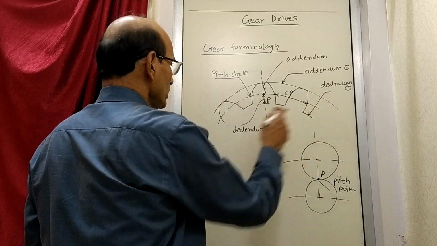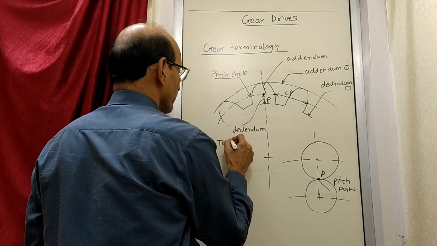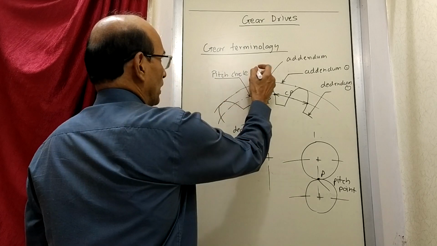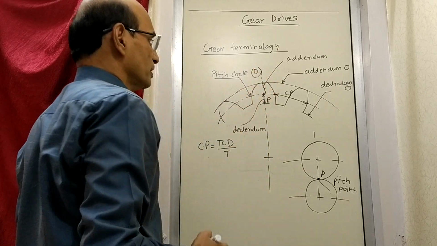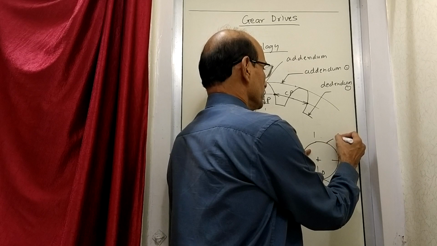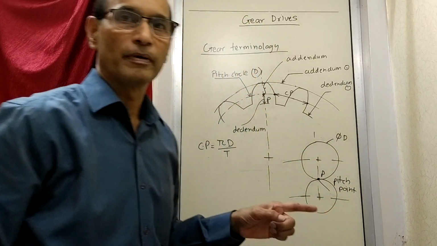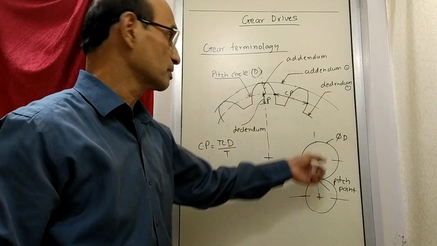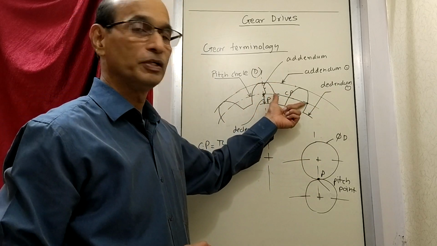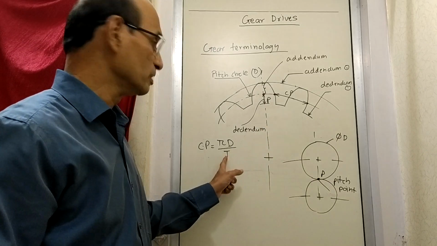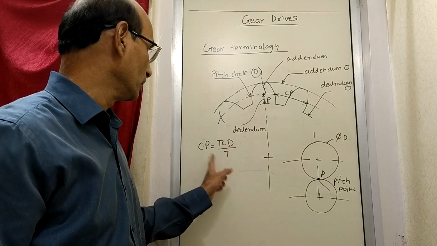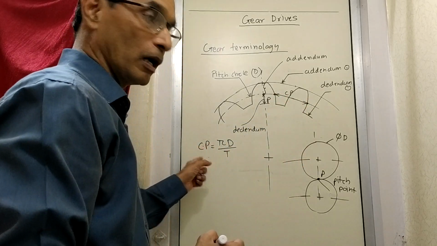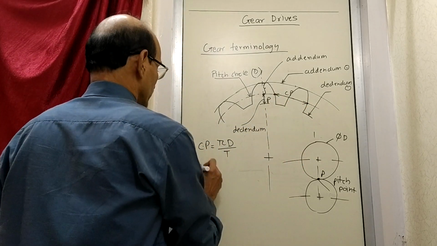How much is this going to be? This is going to be pi d upon the number of teeth. D is the diameter, in other words, the pitch circle diameter, if you represent it by d. Then pi d is the circumference. Divide that circumference by the number of teeth that are there. T stands for the number of teeth. So pi d upon t becomes the circular pitch distance. Okay, so this is one more term. Then there is something called the diametral pitch.